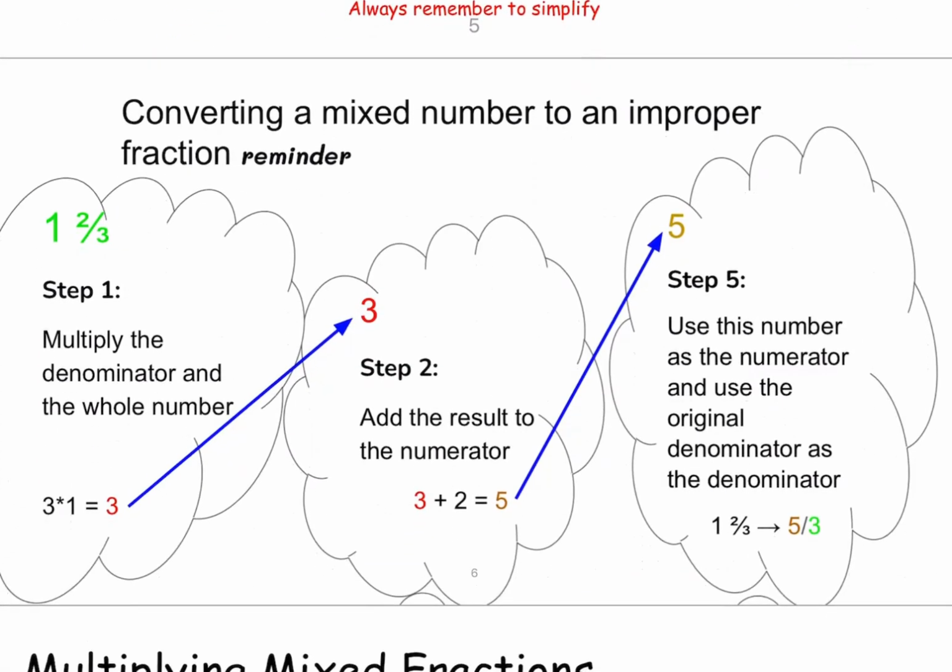Now, just as a reminder, converting a mixed number to an improper fraction, we do what we consider the Texas turnstile. So if we have 1 2/3, the first step is to multiply the denominator and the whole number, 3 times 1, which is 3. The second step is to add the numerator to the result. So our numerator was 2, we add 3 plus 2 to give us a total of 5. We use this number as the numerator and use the original denominator as the denominator. So for an improper fraction, this would be 5 over 3, or 5/3.